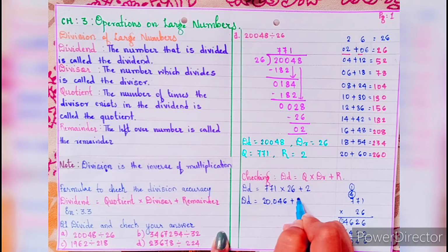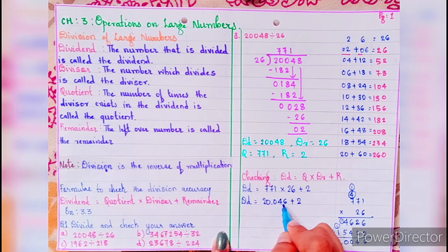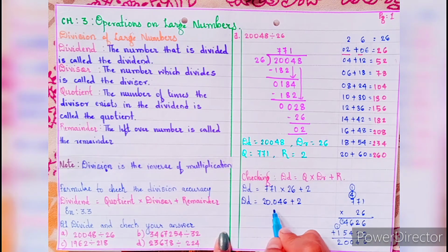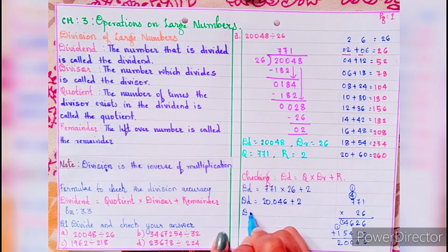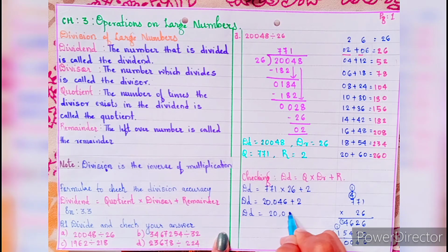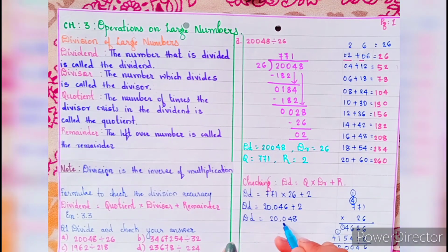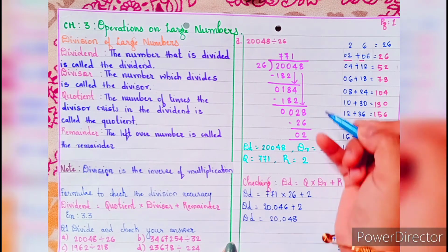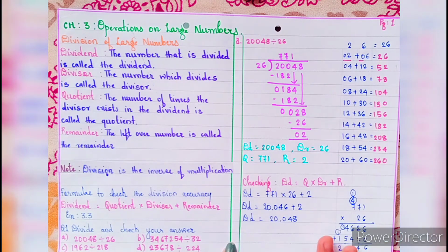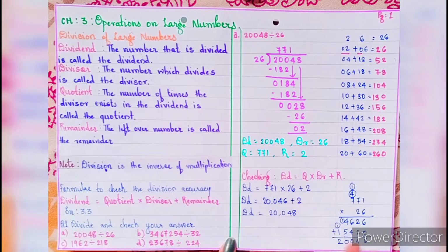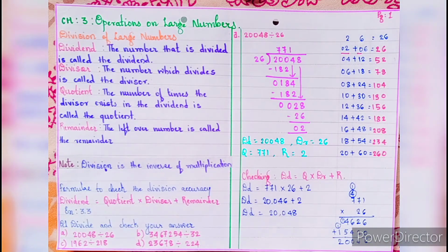20,046 plus 2. So after adding plus 2, 46 will become 48. 20,048. Thus dividend is equal to 20,048. And can you see the value we have obtained after checking, and the value of dividend is same. Thus our answer is correct, and hence the solution. Accordingly we shall solve the next example also.